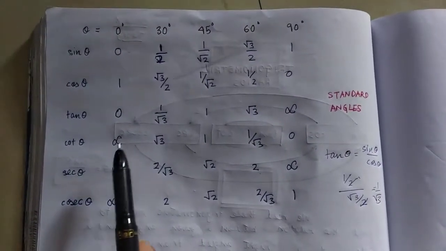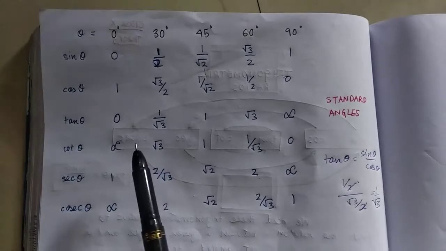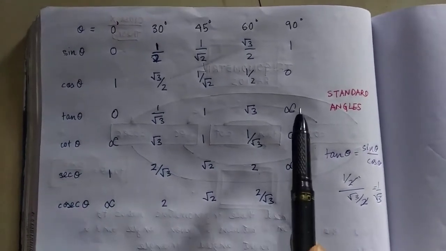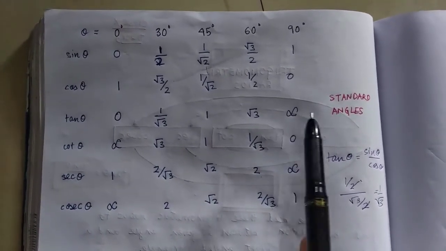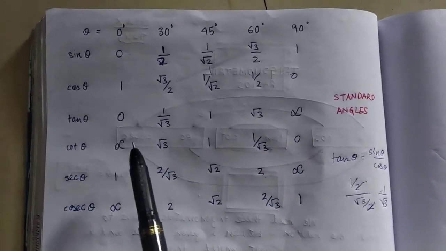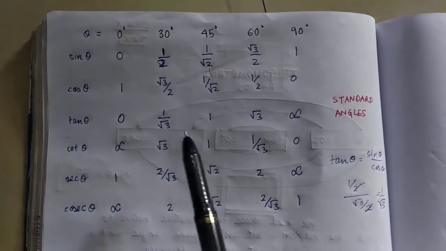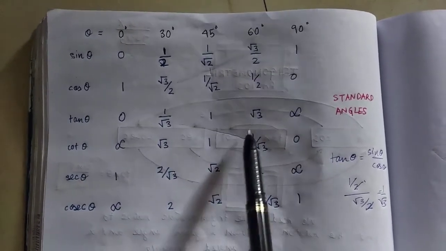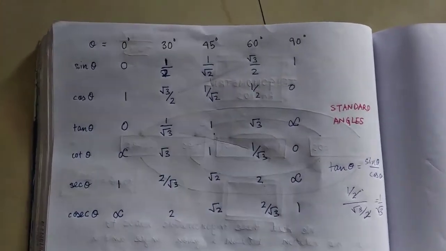Cot theta is just the inverse of tan theta because they are like best friends and also siblings. Like the infinity at the extreme end on the right will come to the extreme end on the left, and 1 by root 3 is similar to root 3, root 3, 1 by root 3, 1.